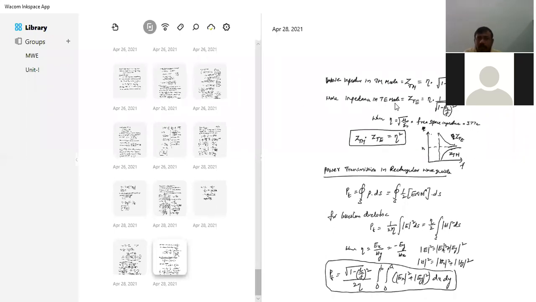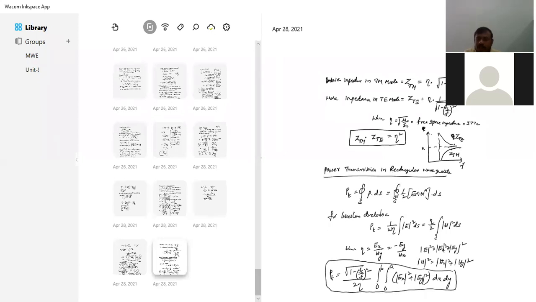In the same way, for TE mode, Z_TE is equal to eta into 1 by root of 1 minus (fc by f) whole square. Here eta, or you can take eta naught, is the free space impedance. The free space impedance is 377 ohms. Then Z_TM into Z_TE is equal to eta square.